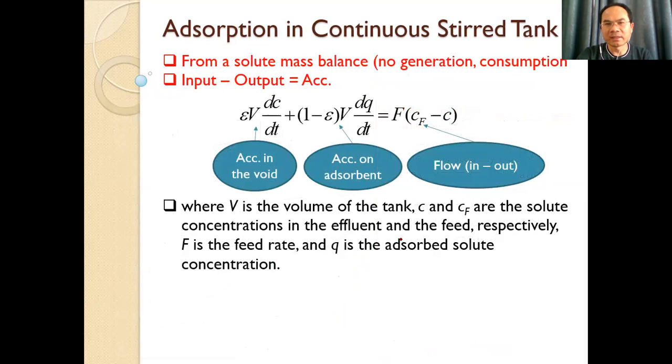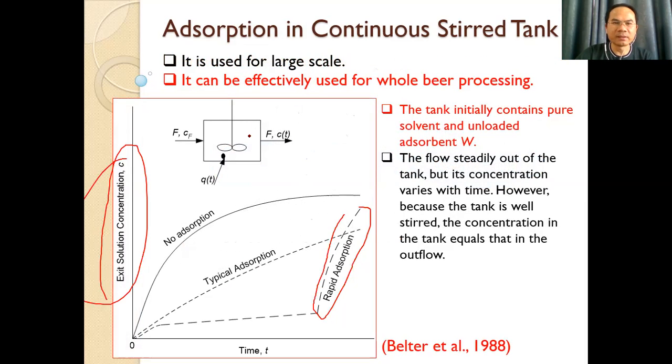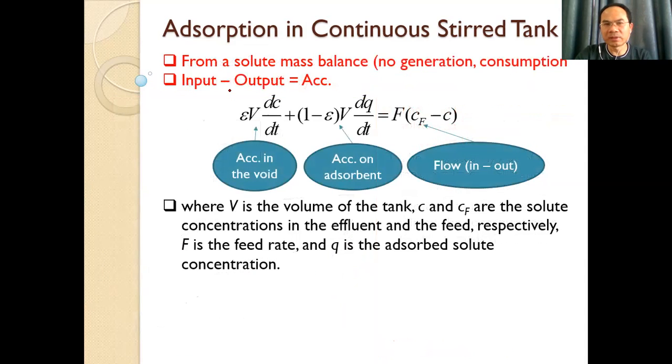If you make a mass balance of solute around the continuous tank, it looks like this. It includes input minus output equal to accumulation. Please remember that the concentration of solute at the exit depends on time. We have at least 3 terms. The first term is the change or accumulation of solute in the void.